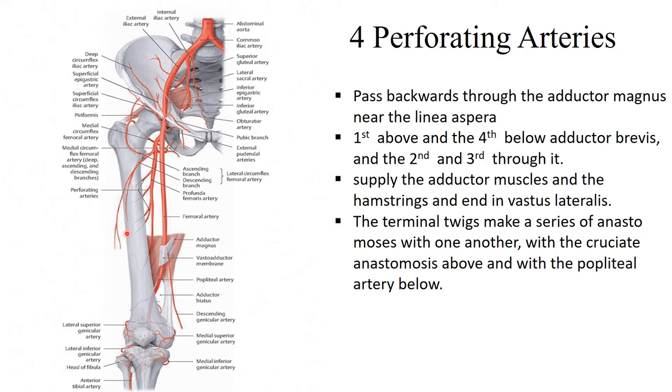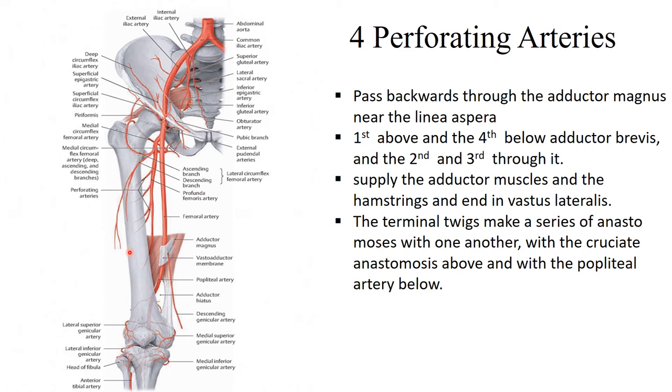But posteriorly, at their terminal portion, they divide into ascending and descending branches, and these branches make a series of anastomoses with one another on the posterior aspect of the femur, and also above with the cruciate anastomosis and below with the anastomosis around the knee joint with the popliteal artery. So that's how they form this vascular portion, which is in continuity on the posterior aspect of the thigh.